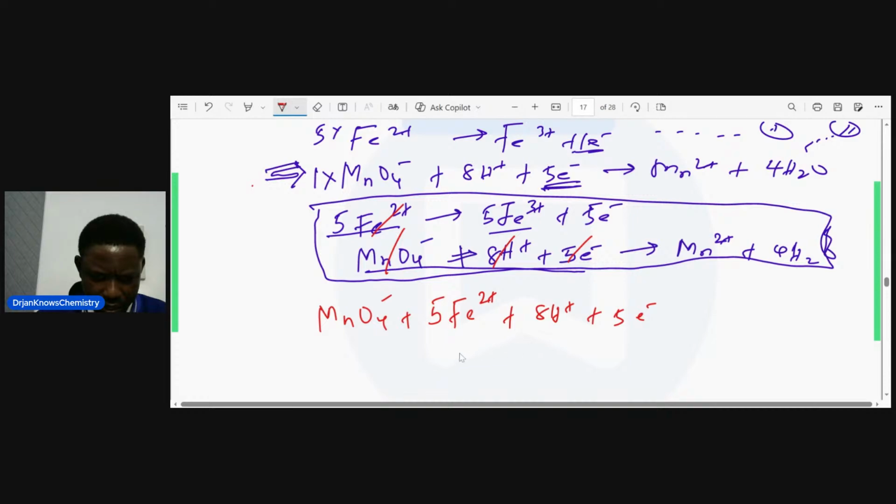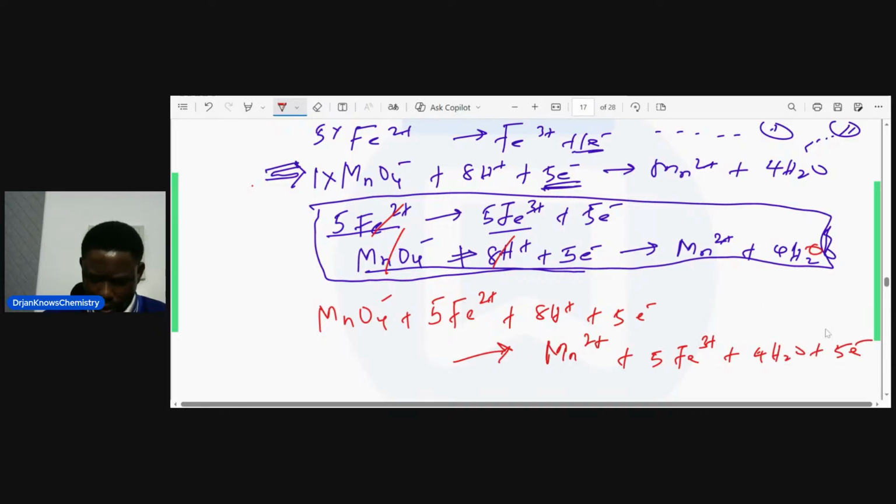The product side, those ones written in blue. So I start with Mn2+. I'm combining the two equations. Plus 5Fe3+. Are you seeing that? Plus 4H2O plus 5 electrons. So once you cancel the electrons on both sides, since they are equal, whatever is left is the ionic equation.